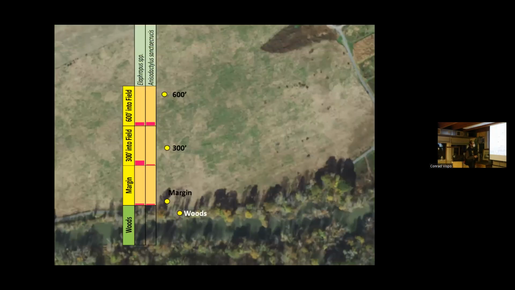So what I'm going to show you are a series of graphs that show our results. Here are two different kinds of ground beetles, and I'm showing you what the captures were. For example, there's Nisodactylus sanctuary crucis. What this shows is that in the woods, this is clear, so we haven't caught them in the woods. Because these have tan in them, yes, we have caught them at the margin, 300 feet in, 600 feet in. So that's what the tan shows.